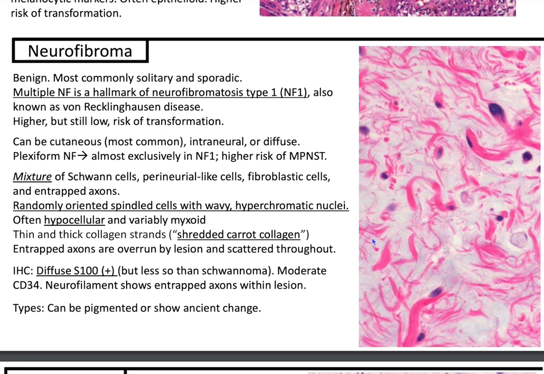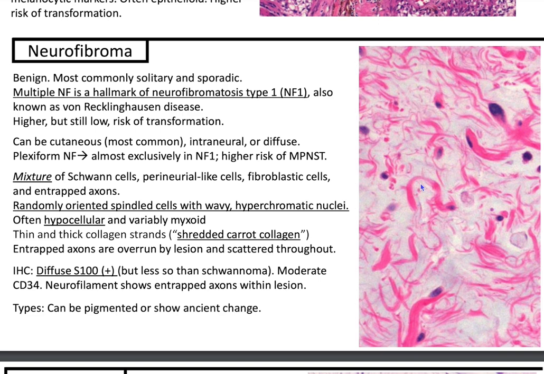The most common presentation is cutaneous, although it can be intraneural or diffuse. Plexiform neurofibroma is akin to a bag of worms on physical exam. It's almost exclusively in NF1 and has a higher risk of malignant transformation into malignant peripheral nerve sheath tumor. You'll see a mixture of Schwann cells, perineural-like cells, fibroblastic cells, and entrapped axons.